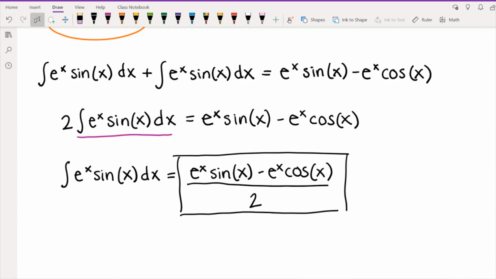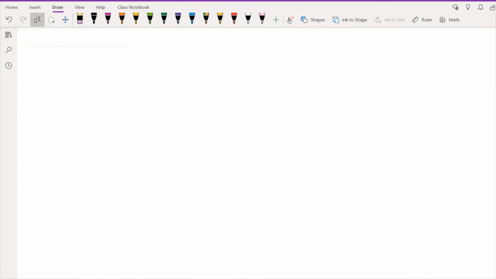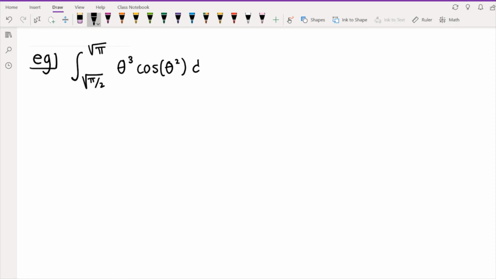All right, I want to do one more example in this video. So this last example is going to be one where we have to combine a couple of different methods that we've learned in this class. So this example is now actually a definite integral. So we're doing the integral from the square root of pi over 2 to the square root of pi of theta cubed times cosine of theta squared d theta.